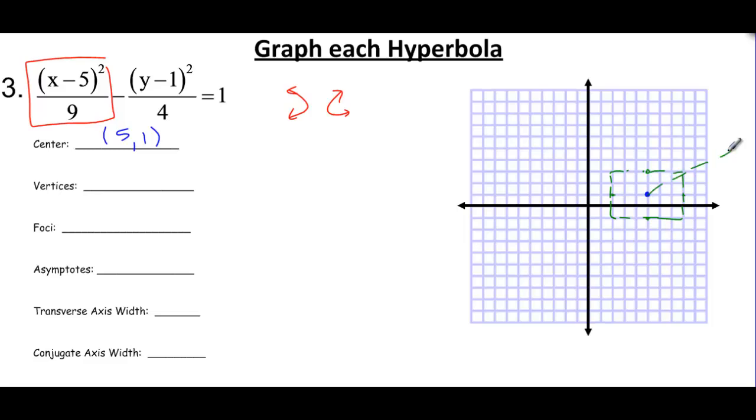Draw in your 2 diagonals, and then decide where your vertices are. So if I go through here, because it's left-right, I know my vertices would be these 2 points right here. And I always like to darken those in with pencil. So now I can write those ordered pairs: 2, 1 and 8, 1.